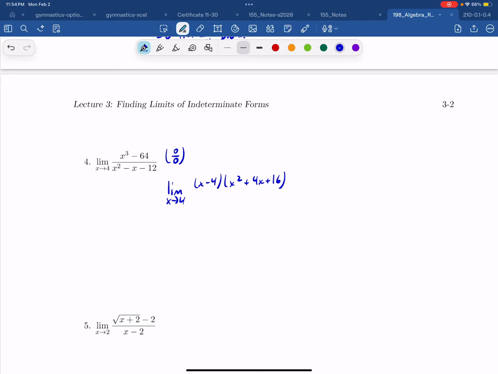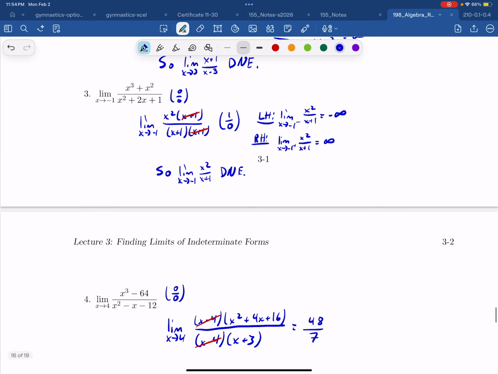And it may not be obvious that you take a two-term polynomial and factor it into 5 terms, but it turns out it works. You can just multiply it out and show that it works. Anyway, on the bottom we're going to get x minus 4 times x plus 3. And that will cancel. And so we're left with this, and then of course we just plug in 4 and we get 16 plus 16 plus 16, that's 48 over 7, and that's our answer.